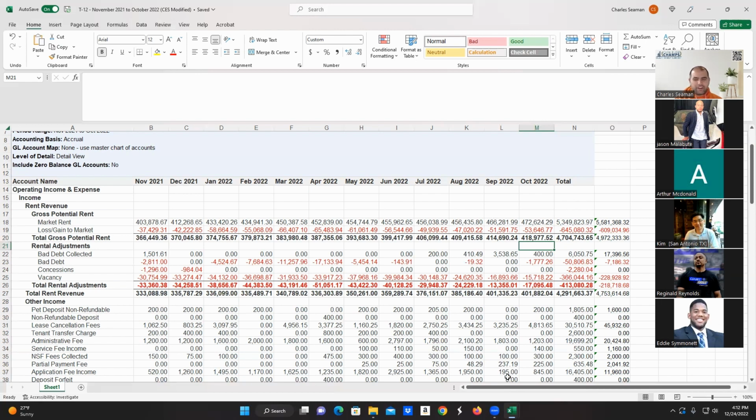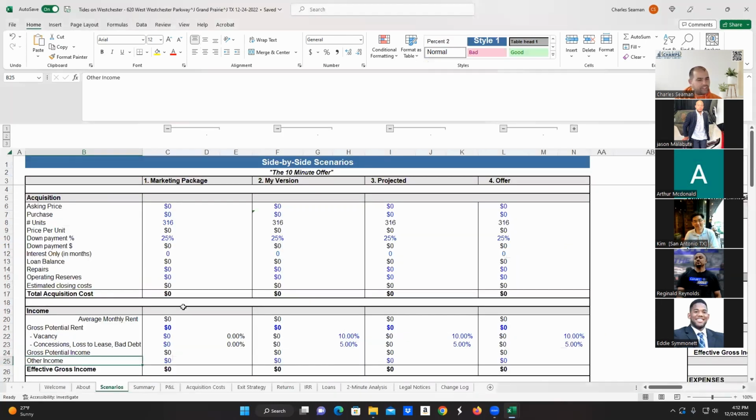Okay, so our total here is 5,581,368.32. We have an average rent of 1472. Is that probably a halfway decent property? Do you think you have a decent renter demographic in a property with that type of average rent?